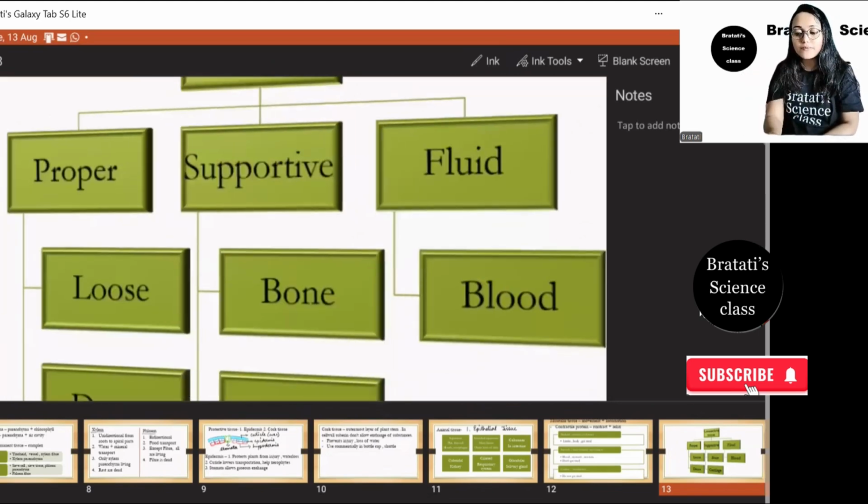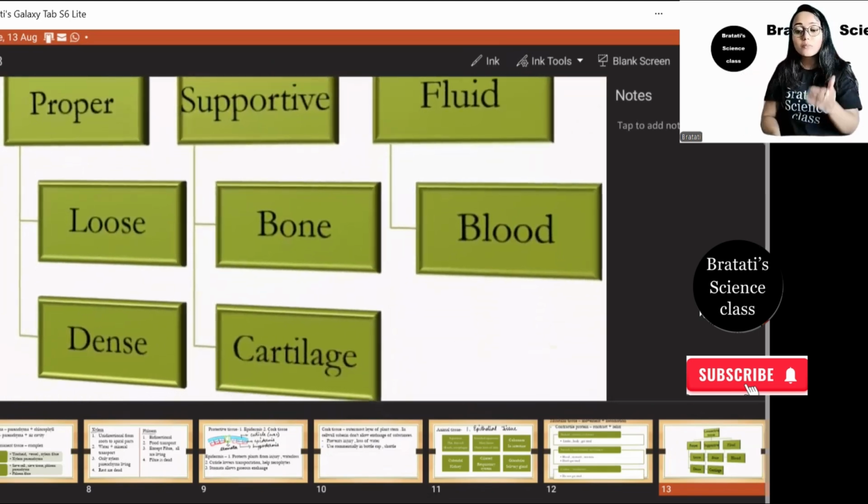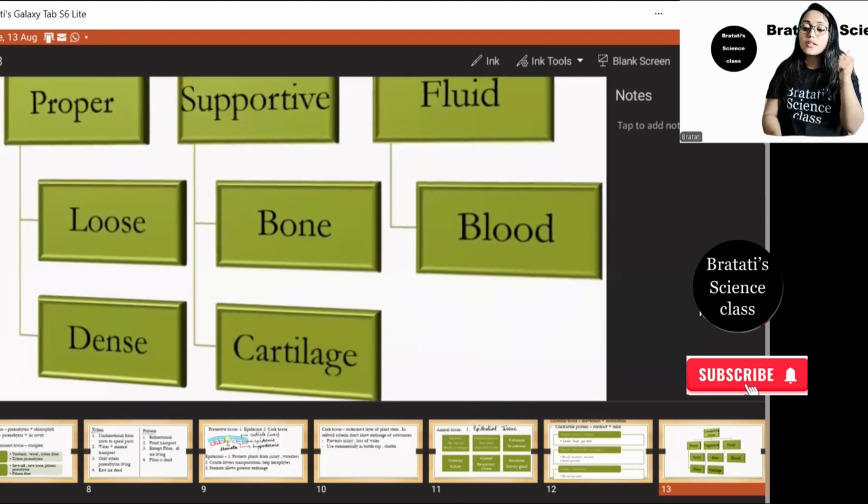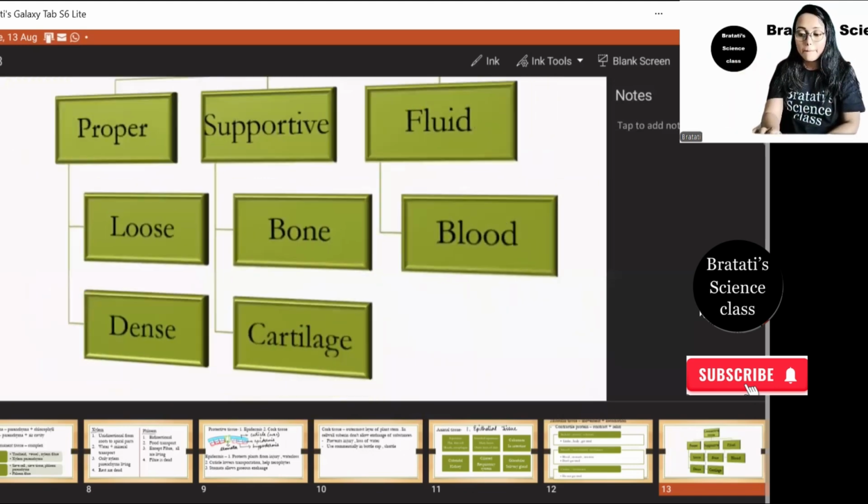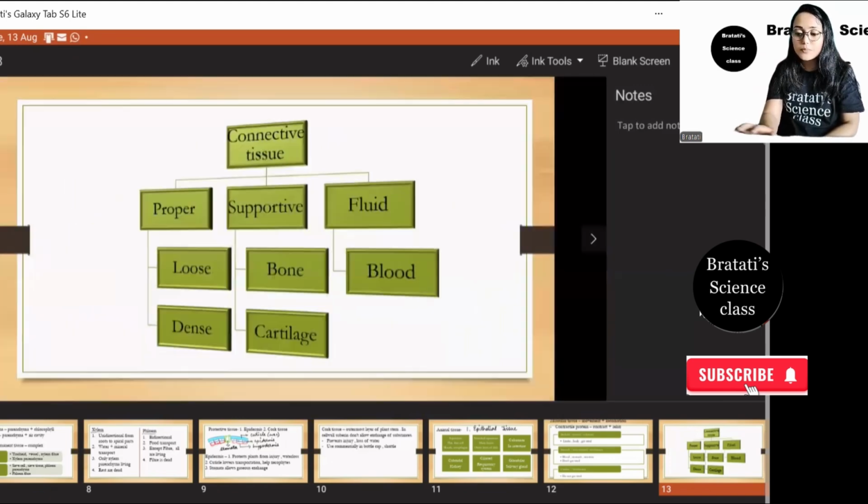Proper connective tissue has loose and dense types. With the name you can understand loose and dense, less concentrated and more concentrated. The supportive one can be subdivided into bone, which is present in our body, 206 bones in our body, and cartilage, and the fluid that comes as blood. So let's dive into it.